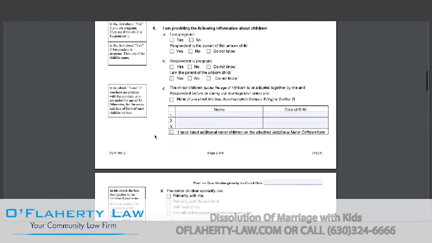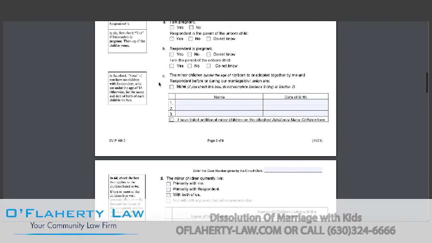Moving on to 6. You will want to note if you are currently pregnant or your spouse is currently pregnant. Yes, no, do not know. You'll want to fill in if your spouse is the parent of the unborn child, if you are pregnant. Reminder though that the Illinois website does say that you cannot use this form if you are currently pregnant or if your spouse is currently pregnant.